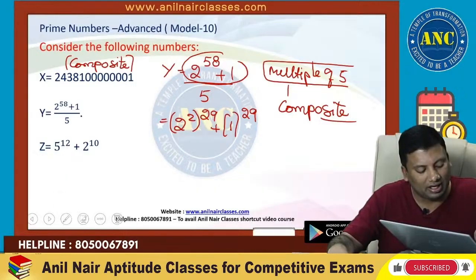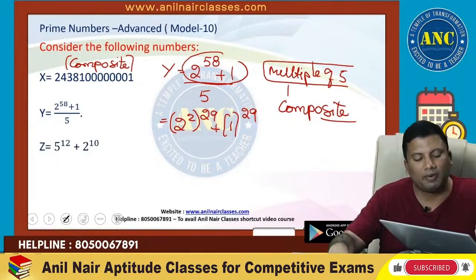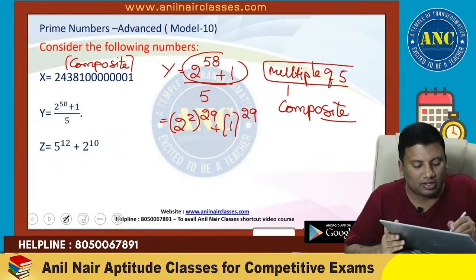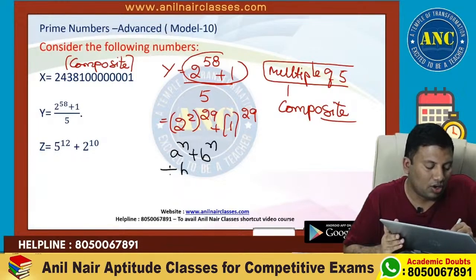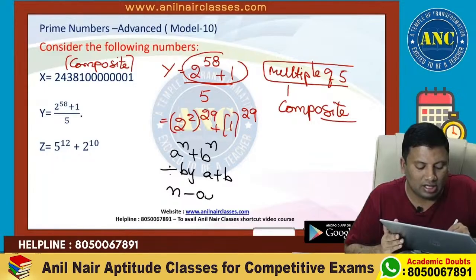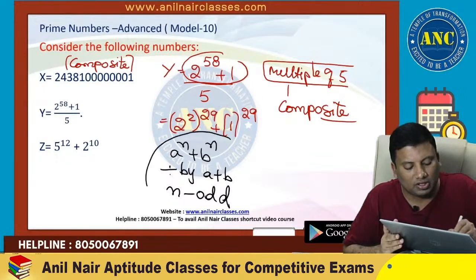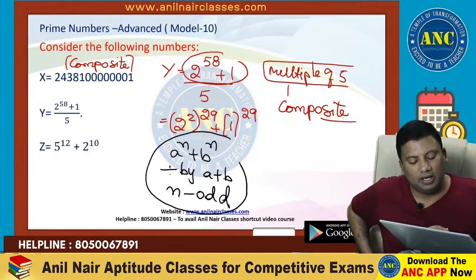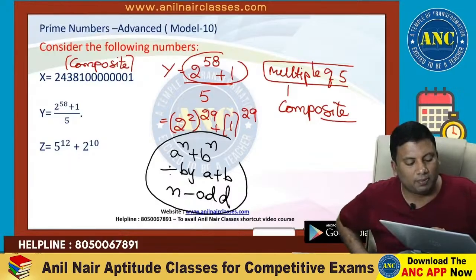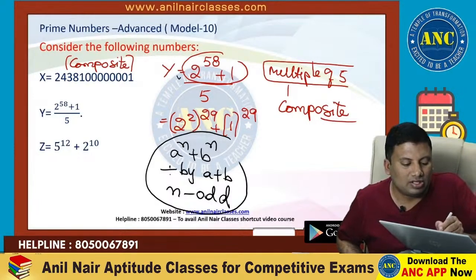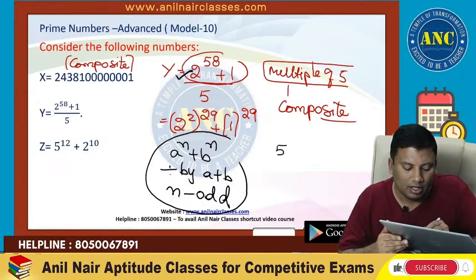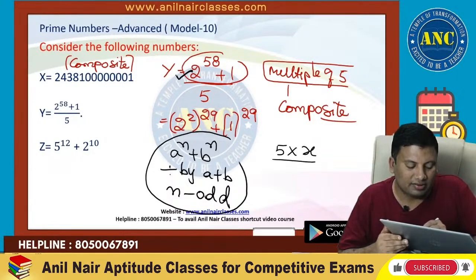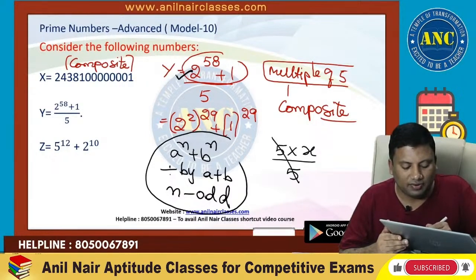2 power 58 is (2 square) power 29 plus 1 power 29, that is a power n plus b power n. It is always divisible by a plus b if n is an odd number. Like a cube plus b cube is (a plus b) into (a square minus ab plus b square). So it is perfectly divisible by 5.